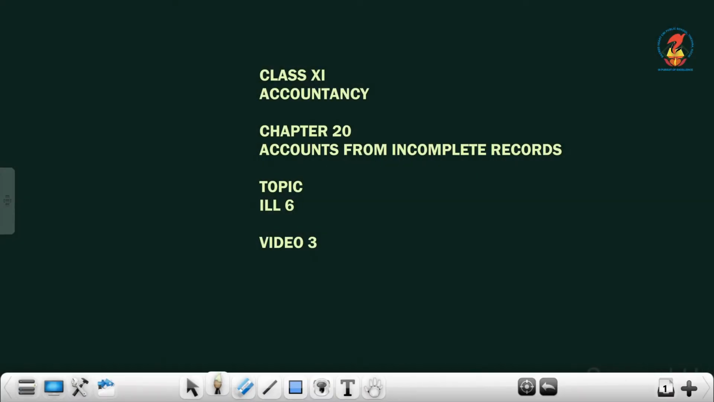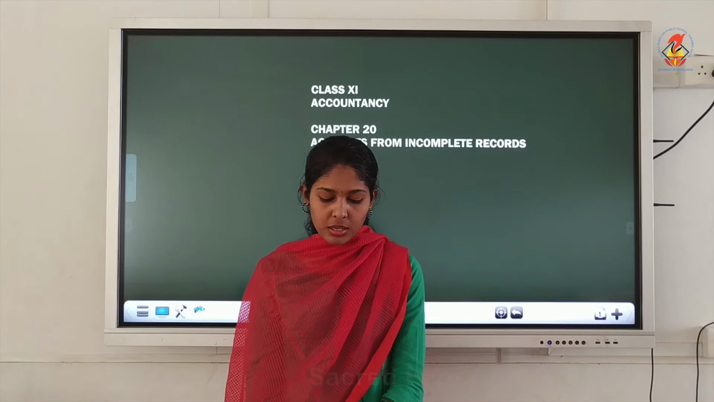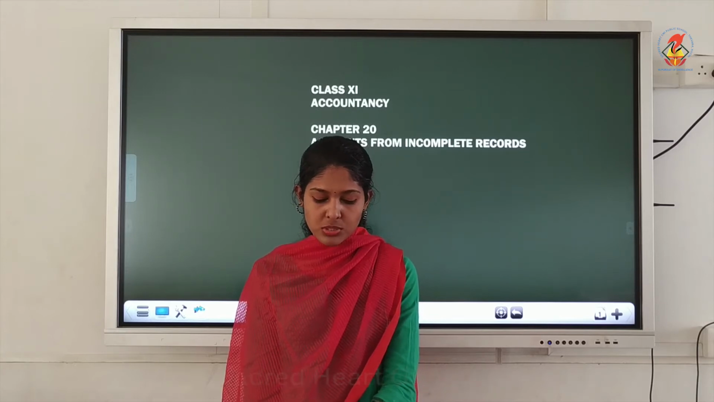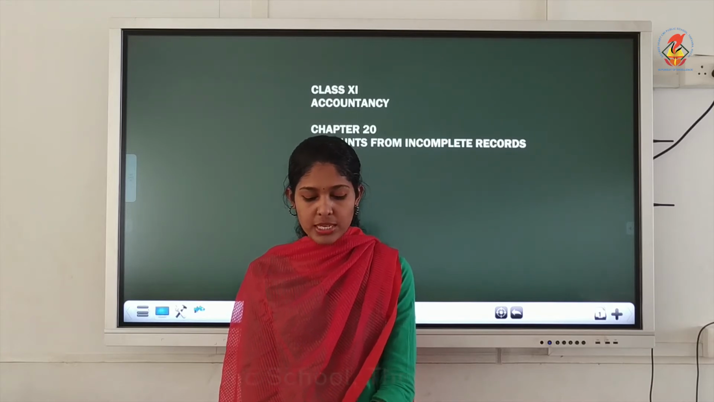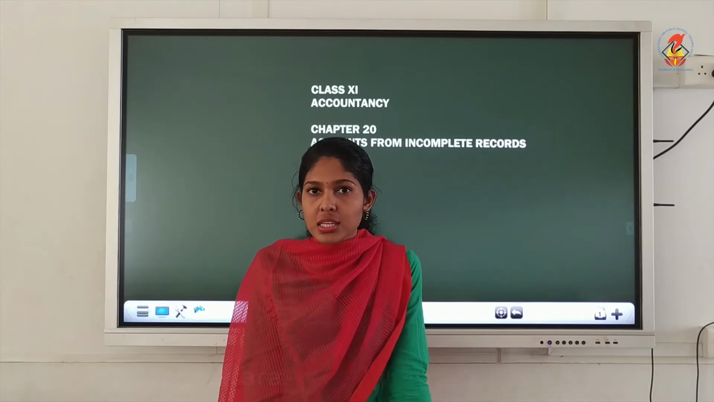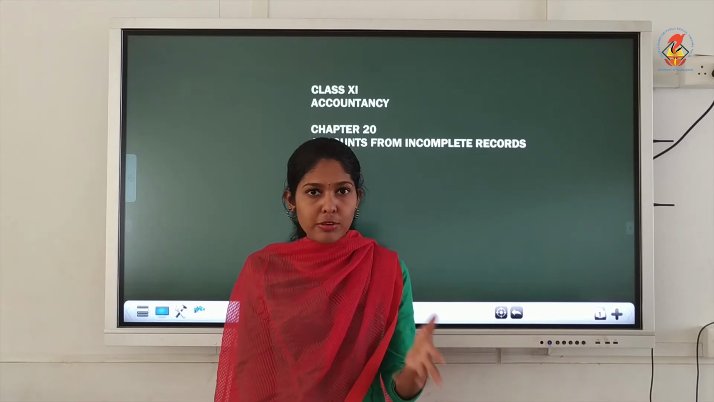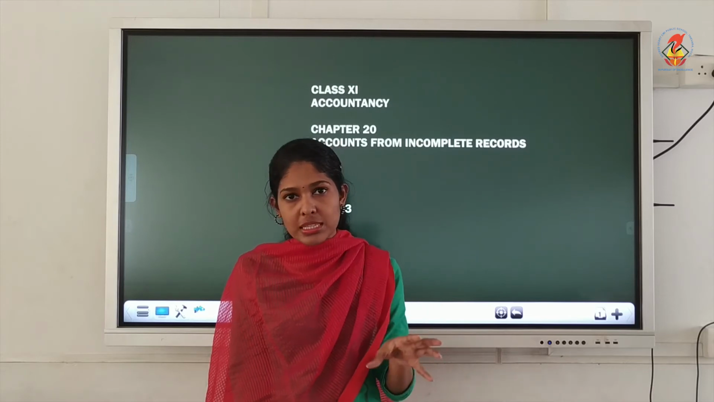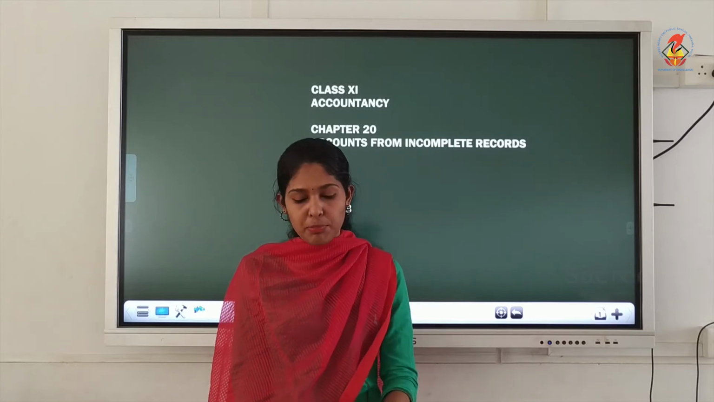We are moving on to the next problem, that is illustration number 6, page number 20.9. Prashad keeps his books on single entry system. From the following information given, ascertain his profit or loss for the year ended 31st March 2019. So they are asking us to ascertain the profit or loss. Either you can directly apply the formula, but I want you to draw it in that format. Statement of P&L we'll draw and then we'll apply the formula.